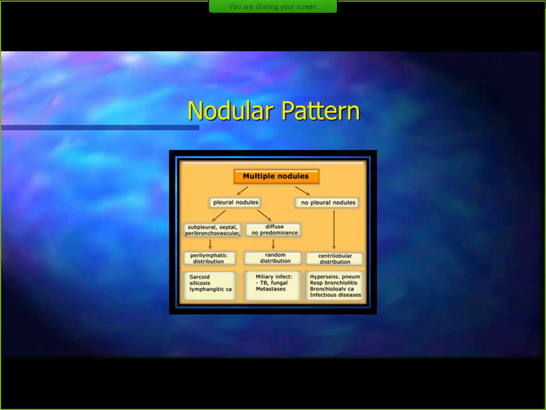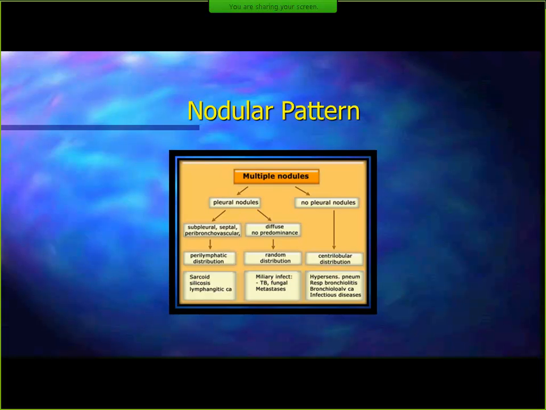So if it's a nodular pattern, you could have multiple nodules. You could have pleural-based nodules, or no pleural-based nodules. The diseases that have pleural nodules could be subpleural, septal, peribronchial, perilymphatic: sarcoid, silicosis, and lymphangitic spread of cancer. If it's diffuse, random, that's miliary, and that's usually infections or metastasis.